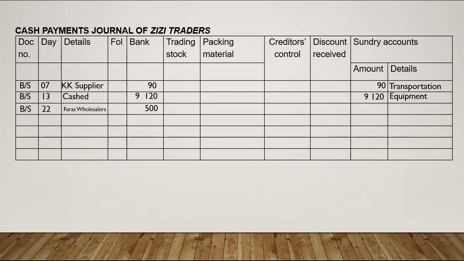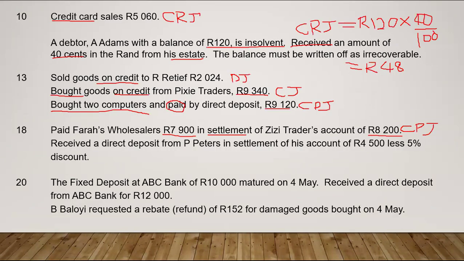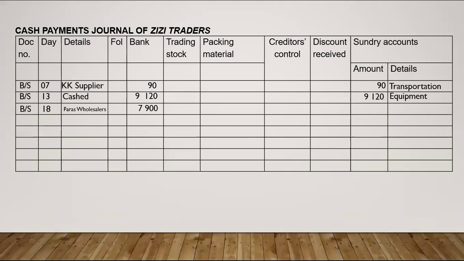They are a creditor, right? No, we didn't pay them 500. How much did we pay them? We actually paid them 7,900. So that's 7,900. You will record it under bank.